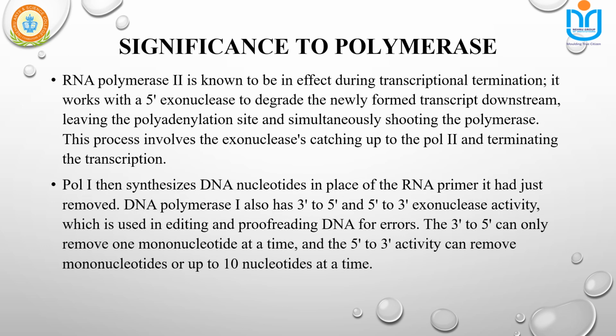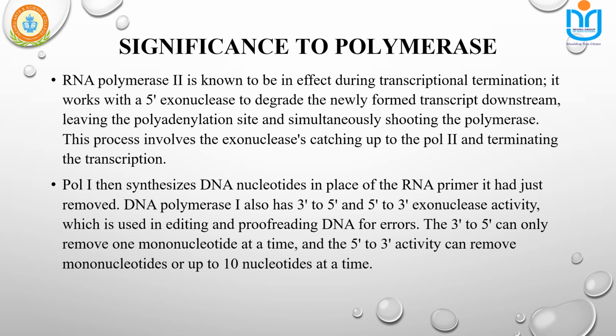Significance to polymerase. RNA polymerase II is known to be in effect during transcriptional termination. It works with a 5' exonuclease to degrade the newly formed transcript downstream, leaving the polyadenylation site and simultaneously shooting the polymerase. This process involves the nucleases catching up to Pol II and terminating the transcription.